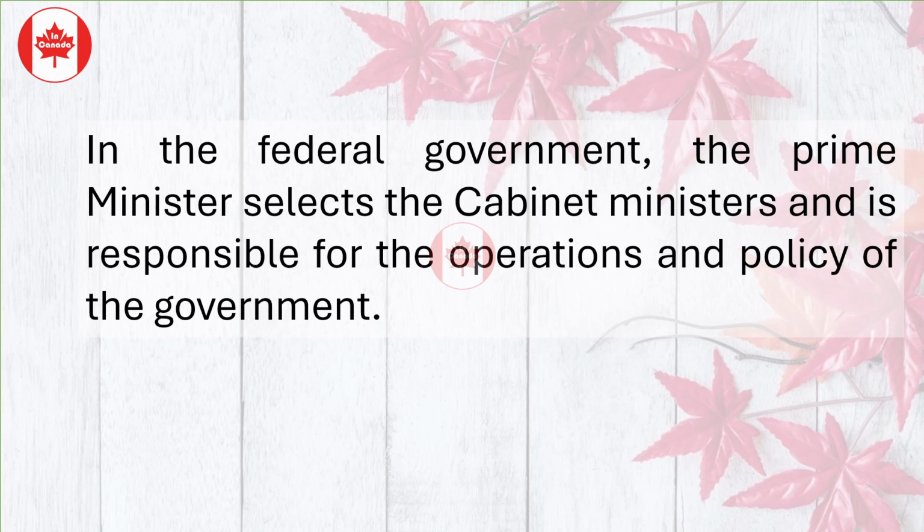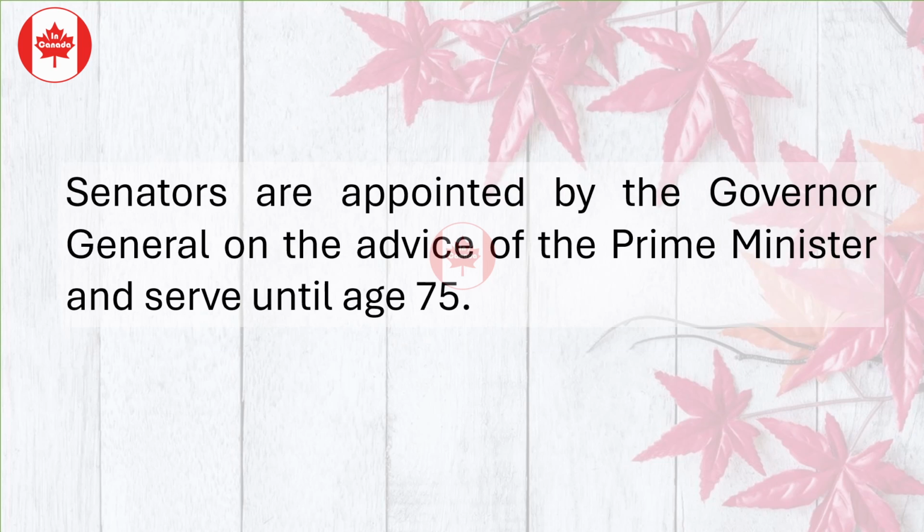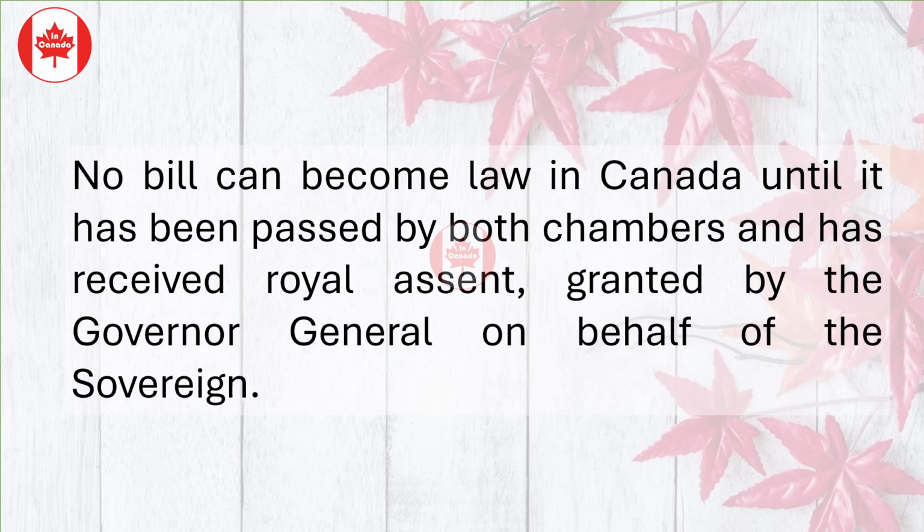In the federal government, the Prime Minister selects the cabinet ministers and is responsible for the operations and policy of the government. The House of Commons is the representative chamber, made up of members of Parliament elected by the people, traditionally every 4 years. Senators are appointed by the Governor-General on the advice of the Prime Minister and serve until age 75. No bill can become law in Canada until it has been passed by both chambers and has received royal assent, granted by the Governor-General on behalf of the sovereign.